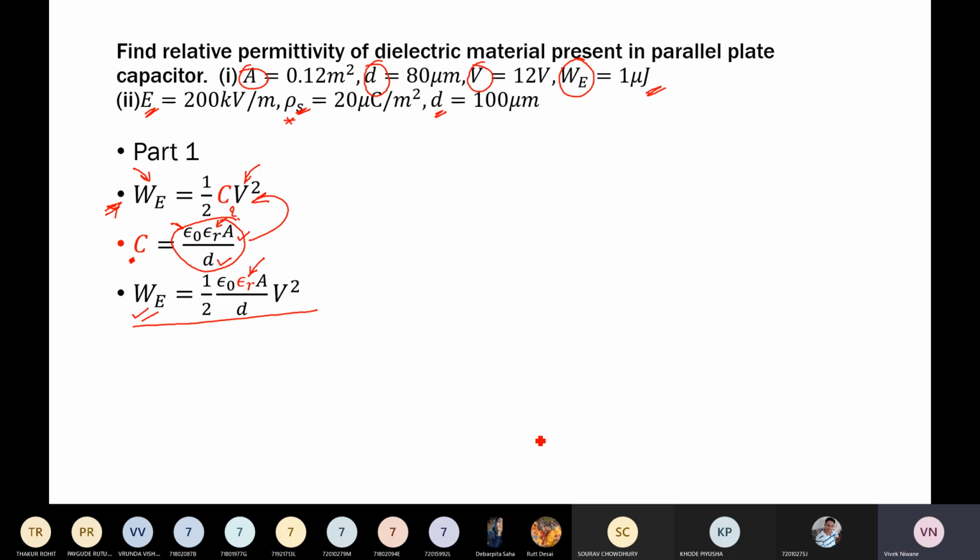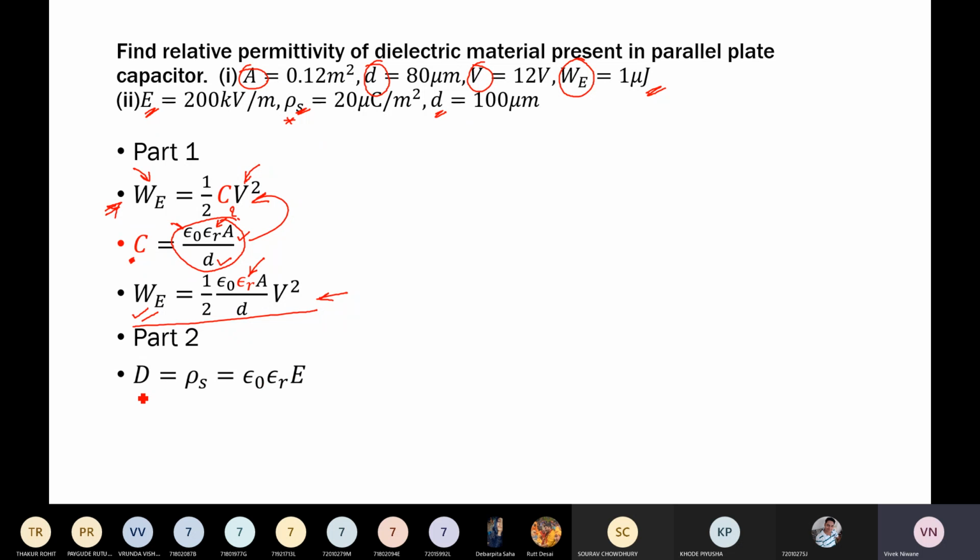I don't know how to show you how to solve an equation on a calculator. Probably in the next lecture I will arrange some camera setup and show you how we can solve this kind of equation directly. Then going to the next part, where E is given, rho is given, and D is given. So let us see.